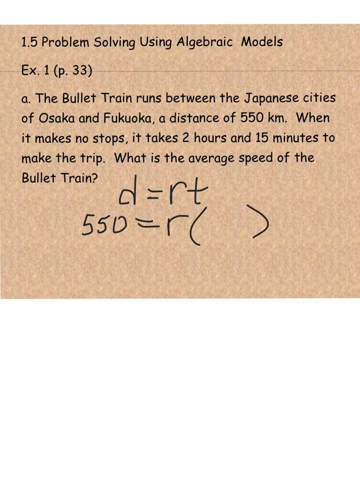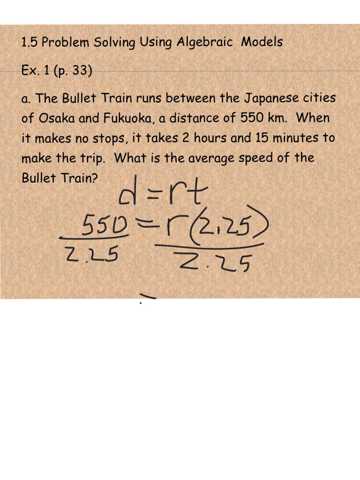So we'll convert that to a decimal, which will be 2.25. 15 minutes is 0.25 of an hour. So 15 over 60 will be 0.25, so 2.25. So here we'll divide both sides of the equation by 2.25. And that tells me that the train is traveling at a rate of 244 kilometers per hour.